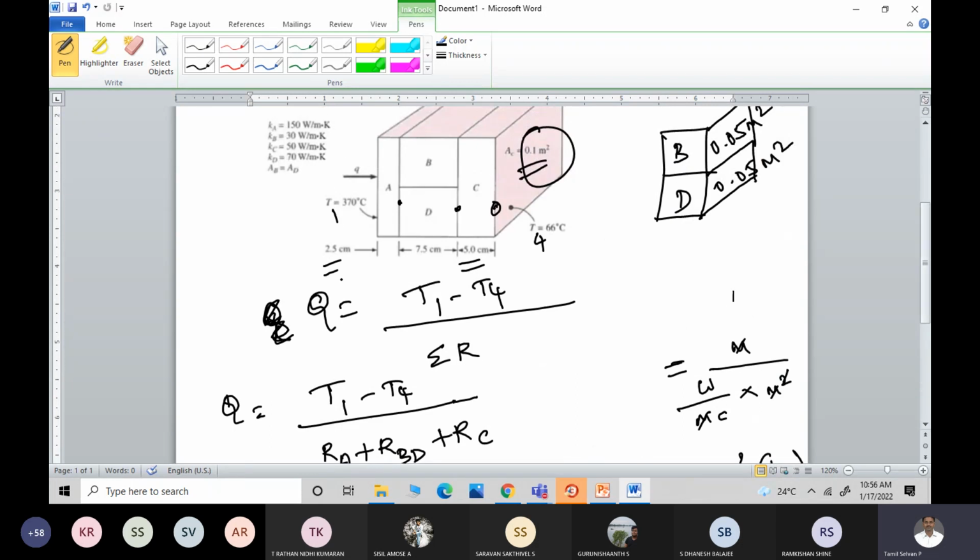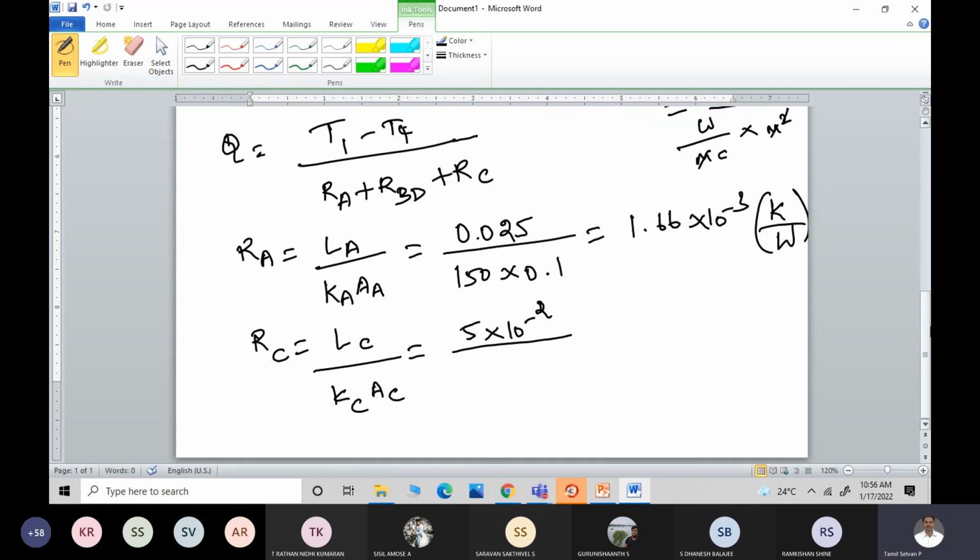So the thermal conductivity of each and every layer varies. K suffix C is 50, right? 50 watt per meter Kelvin. So 50 into area, again 0.1. So how much is it?